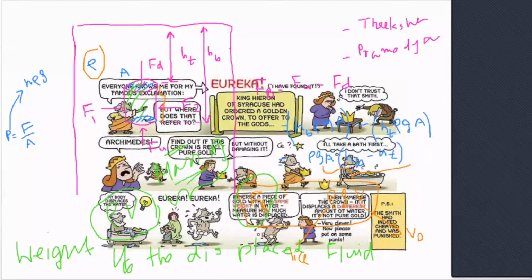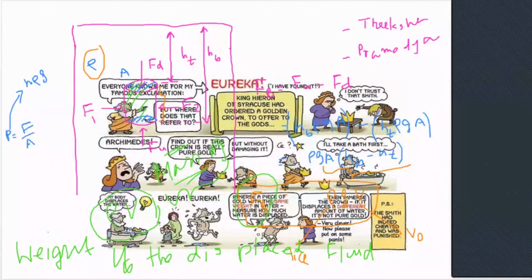Now when he got into the water, he realized that a quantity of water was going out. So he realized he had found the answer and ran from the bath house, saying eureka. Eureka means I have found it. Unfortunately, the way he ran was a problem.